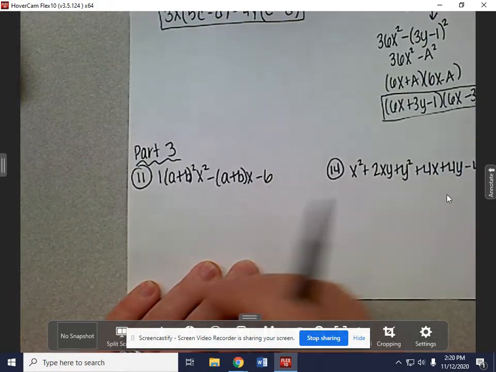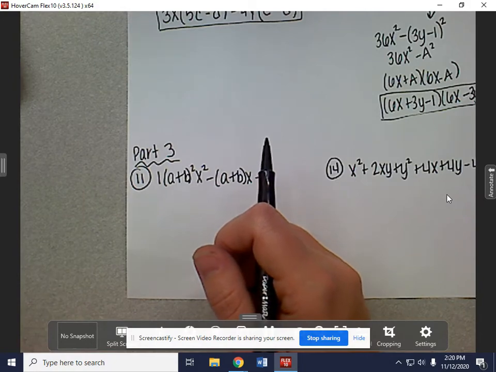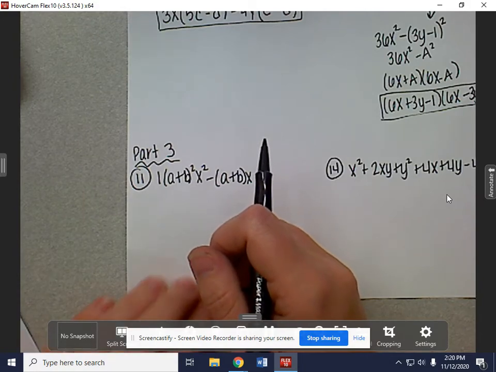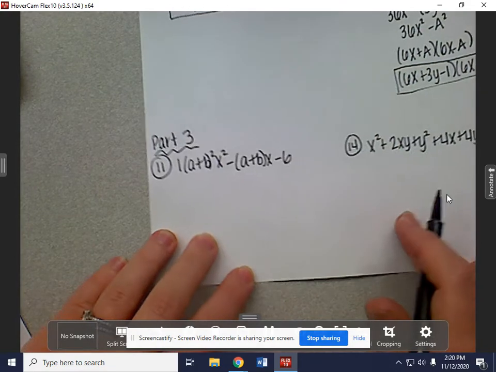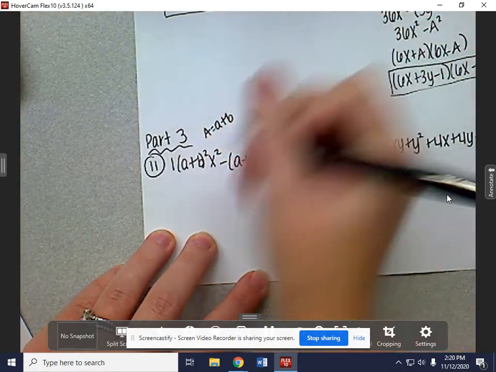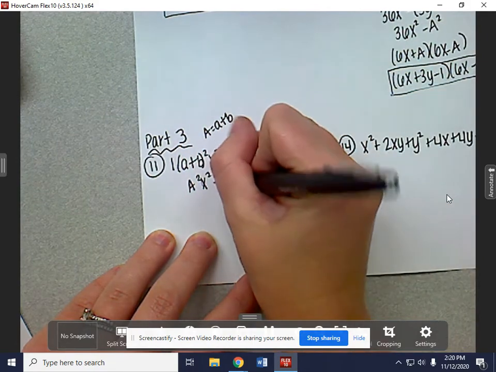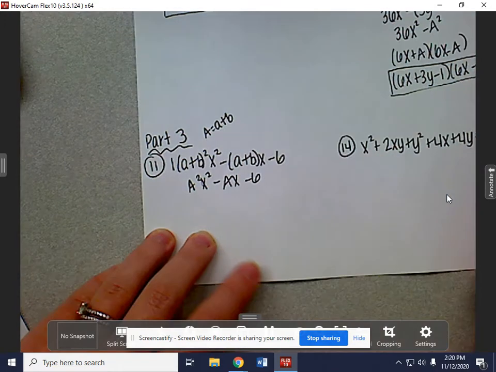Someone asked on part 3, number 11. Sorry, I'm just trying to follow along with mine as I give them to you. Number 11, perfect. So I'm going to replace the a plus b with an a. You can replace it with whatever you please. So I'm just going to say a squared x squared minus ax minus 6. So that's like making it look better.